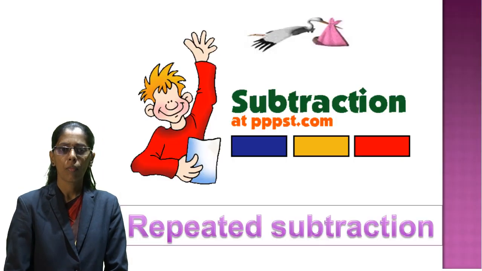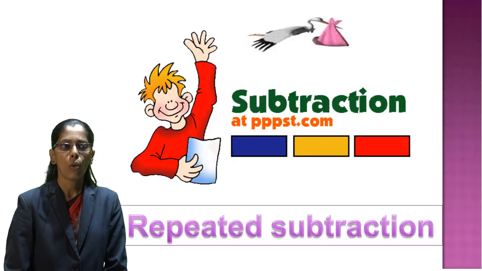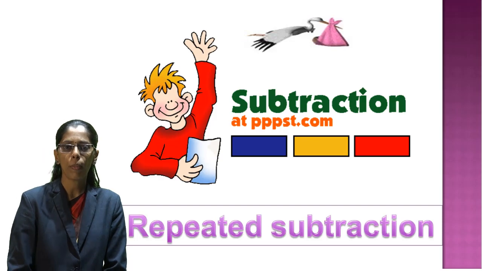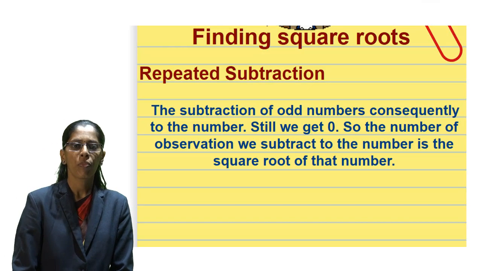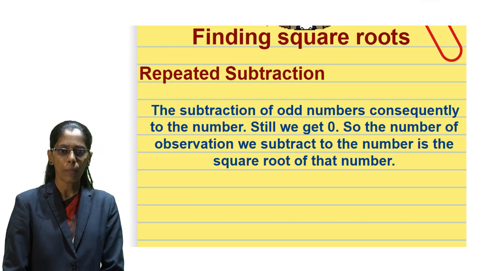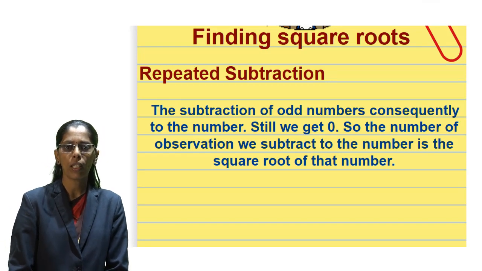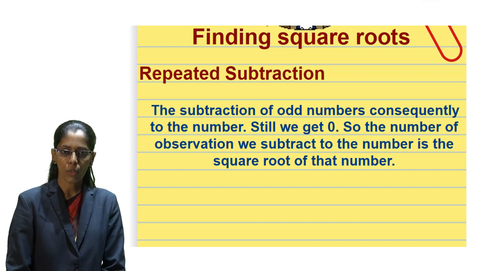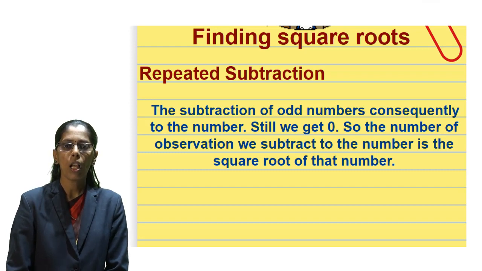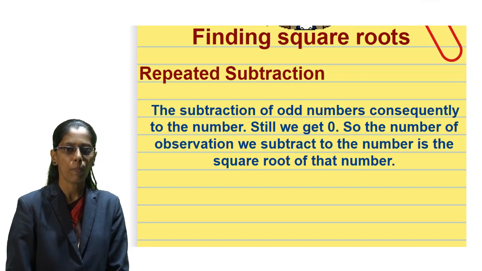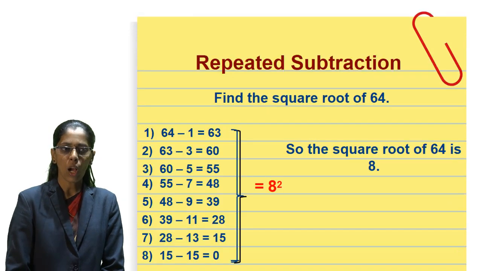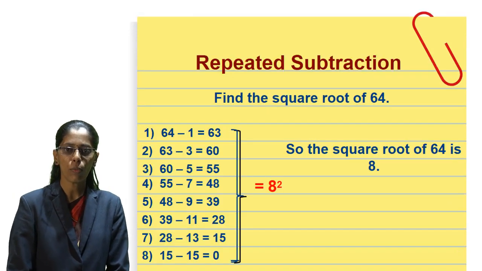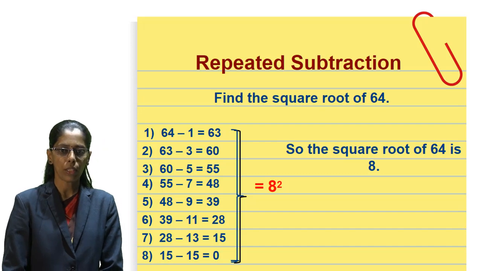Now let us see the next point: how to find the square root of a given number by using repeated subtraction. For repeated subtraction, we subtract odd numbers consecutively from the number, until we get 0. So the number of steps we subtract is the square root of that number. Let us see one example: how to find the square root of 64 by using repeated subtraction.